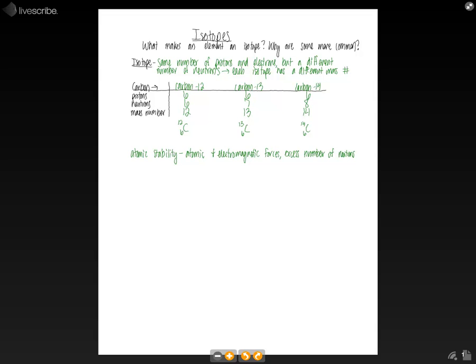So when something has these excess number of neutrons, it wants to get rid of them, and it does that through radioactive decay. So radioactive decay is when it is emitting these excess neutrons as well as protons from the nucleus until it reaches the stable form.